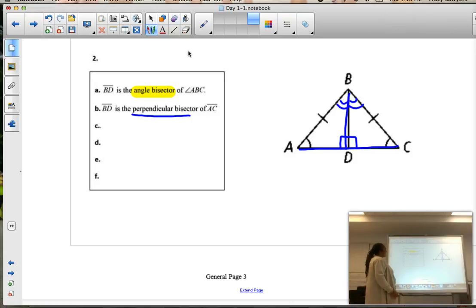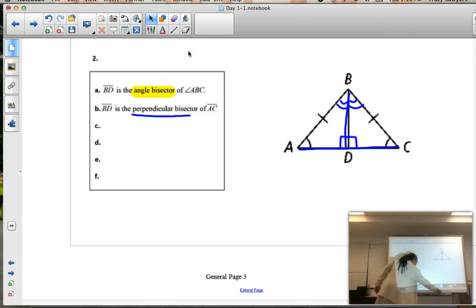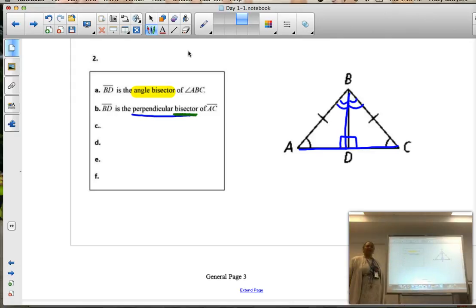Now, we still had something else. This word bisector. What does bisecting do? It cuts into what? Half. So how am I going to mark that BD bisected AC? What does that mean? We put double tick marks because we had already used one. Does that make sense?